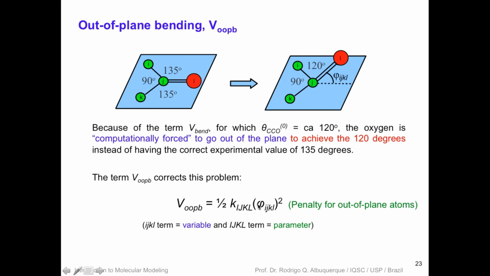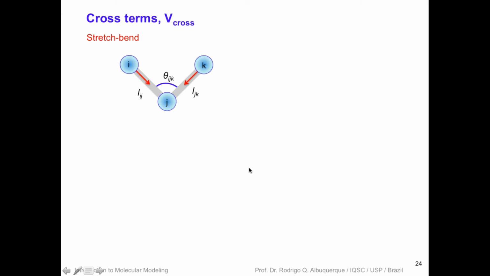And this is the variable. This angle can assume any value during a simulation, and this force constant is a parameter. This correction keeps the out-of-plane angle close to 0. Let's go to the next term.